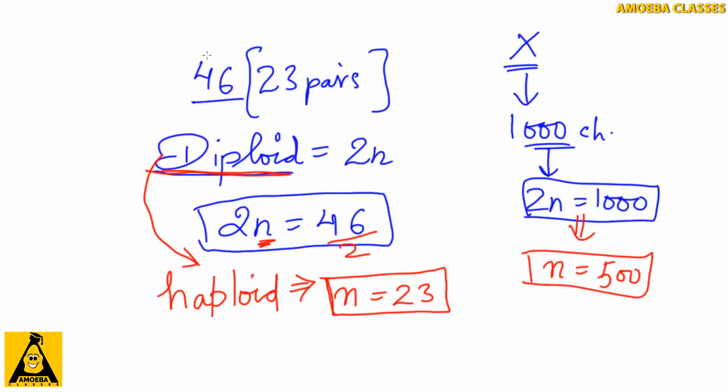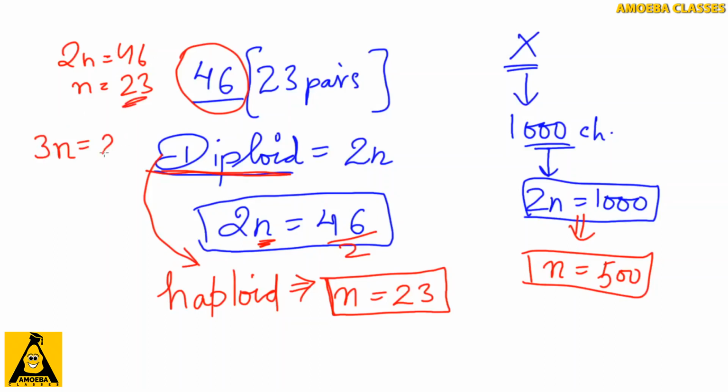That means we have 46 chromosomes. Our diploid value, that is our 2n value, is 46. Our haploid value is 23. Suppose the question comes, what is the triploid value according to this number of chromosomes? Triploid is basically 3n. That means what is the value of n? 23. So 23 multiplied by 3 will be your answer. Understood? So this is how it goes: haploid, then diploid, then triploid, then tetraploid, and so on.